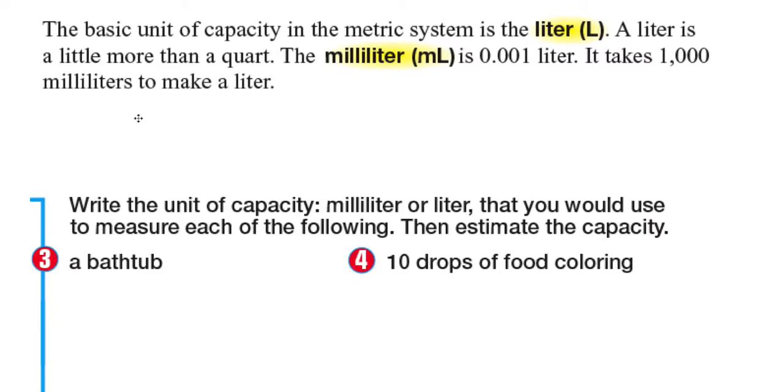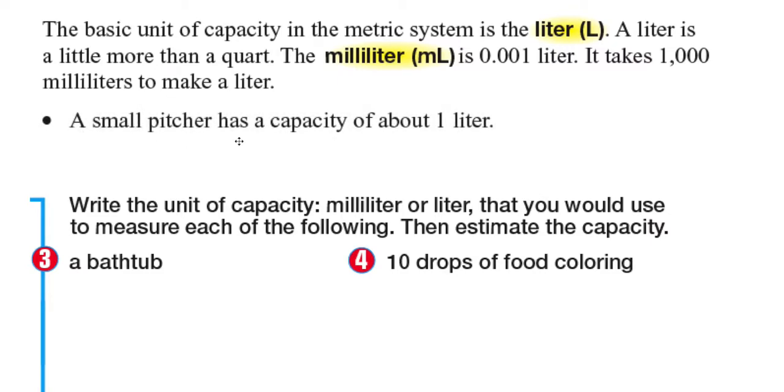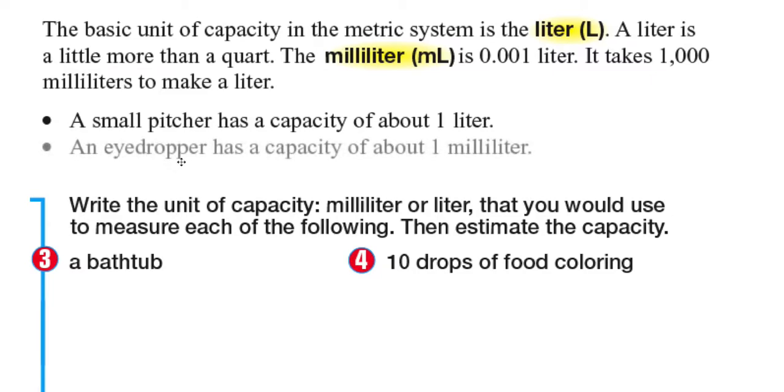Let's look at some comparisons about those units. A small pitcher has a capacity of about 1 liter. A soda bottle has a capacity of around 2 liters. Another comparison would be that an eyedropper has a capacity of about 1 milliliter. So you can visualize more or less how a liter and a milliliter would look.